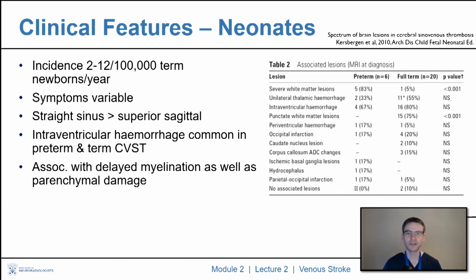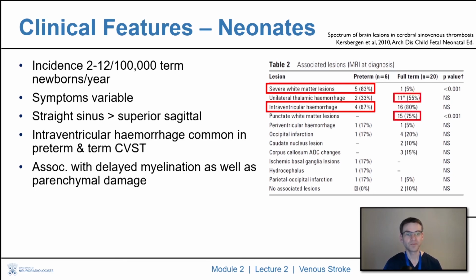And there's a little bit of a difference in maybe what you see on perinatal MRI depending on whether the baby is preterm or full term. So in preterm infants, we can see more often severe white matter lesions or intraventricular hemorrhage. In full-term infants, intraventricular hemorrhage is still very common, but we maybe more often see unilateral thalamic hemorrhage or punctate white matter lesions, sometimes abbreviated to PWMLs. You'll see that in the literature.